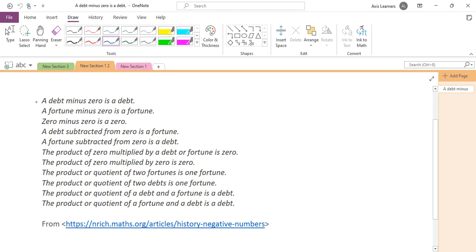See the last. A debt minus 0 is a debt. A fortune minus 0 is a fortune. 0 minus 0 is 0. A debt subtracted from 0 is a fortune. So we are going to use this law. What is the law? A debt subtracted from 0 is a fortune.